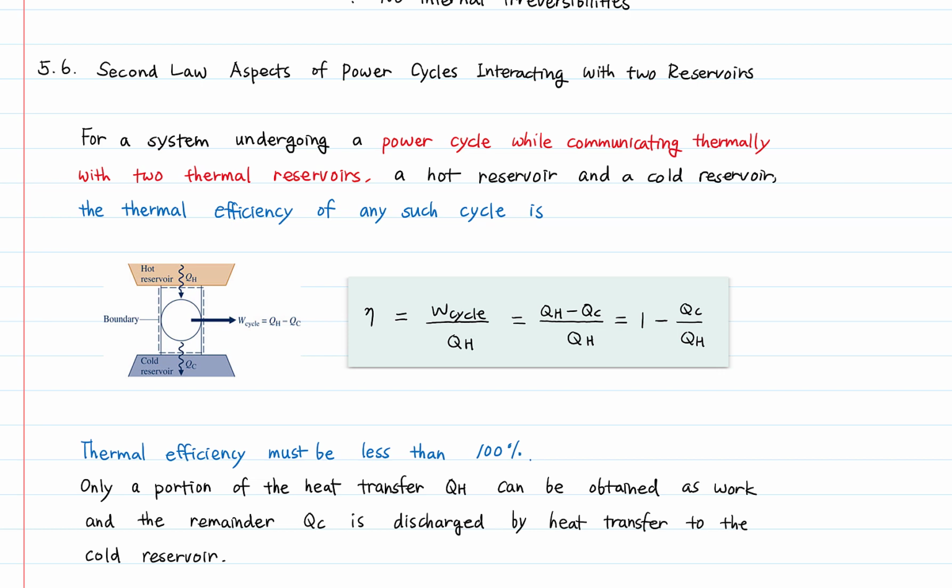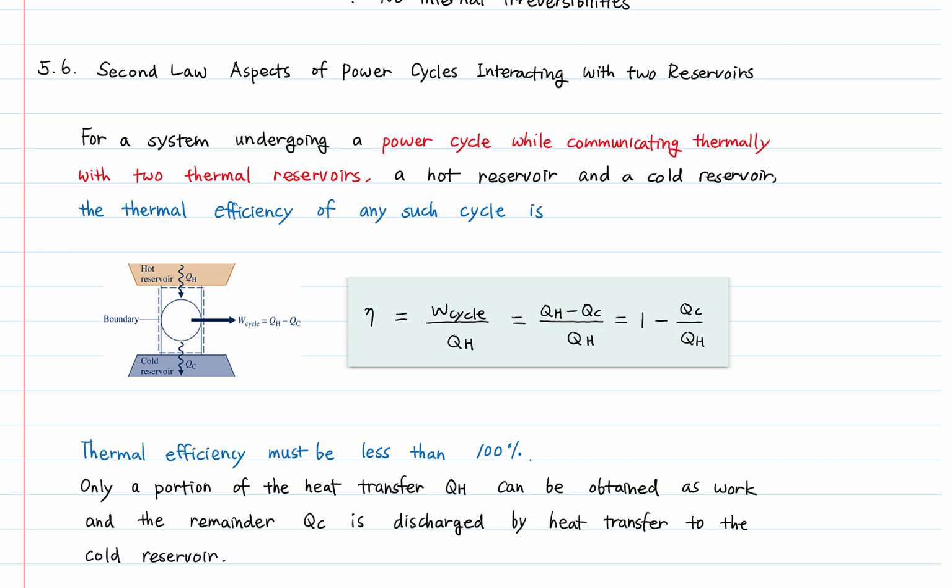5.6. Second law aspects of power cycles interacting with two reservoirs. A power cycle or a heat engine, and a heat pump and refrigerators, interact with two different thermal reservoirs.